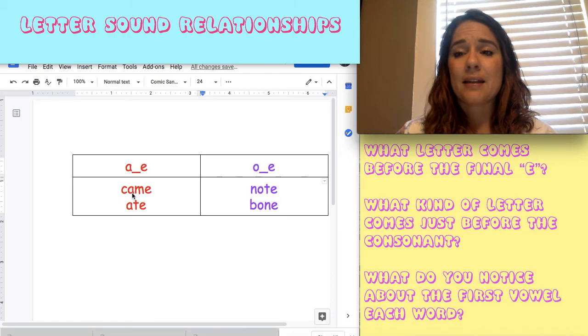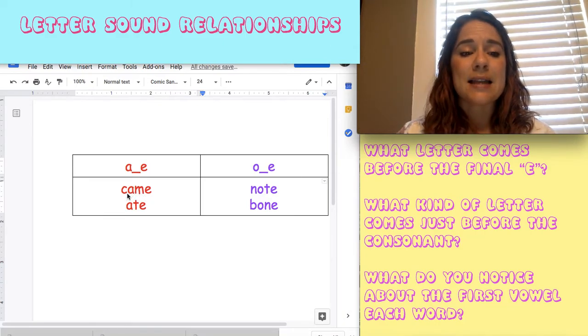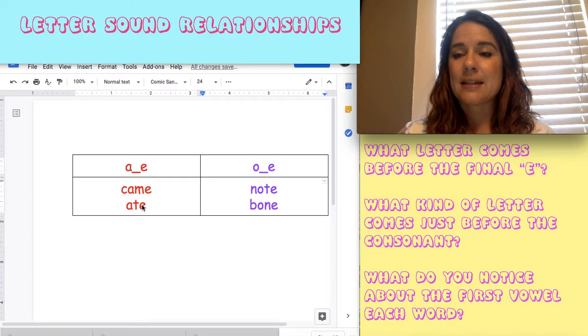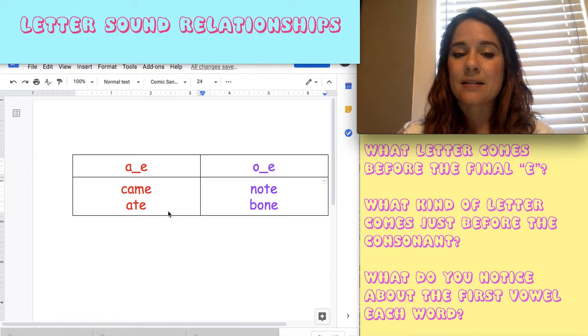So this is an A. When we add this E here, this A becomes came, right? It's saying its long vowel name. Like the word ate right here. If we were to cover up the E and we just had A-T, it would be at, correct? But since we add the E, the A now says its name. So the word becomes ate. Say the word ate. Okay.